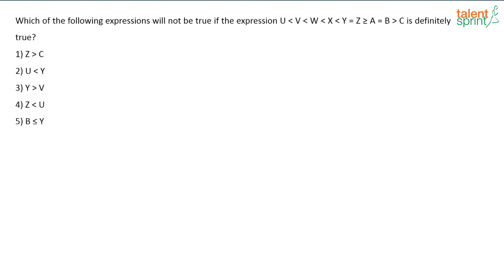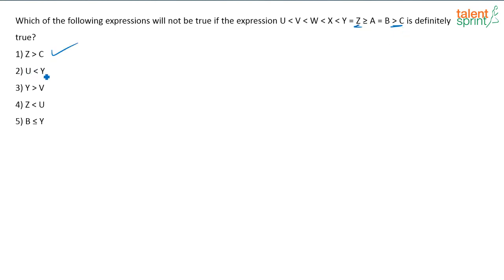Next one. Which of the following expressions will not be true if the expression given as follows is definitely true? So look at the given expression and see which of the following expressions will not be true, or which of the following options is false. So look at the first option. What does the first option say? Z is greater than C. Yes, definitely Z is greater than C. See, Z is here greater than or equal to A equal to B greater than C, or I can say definitely Z is greater than C. Very clearly from here you can say Z is greater than C.